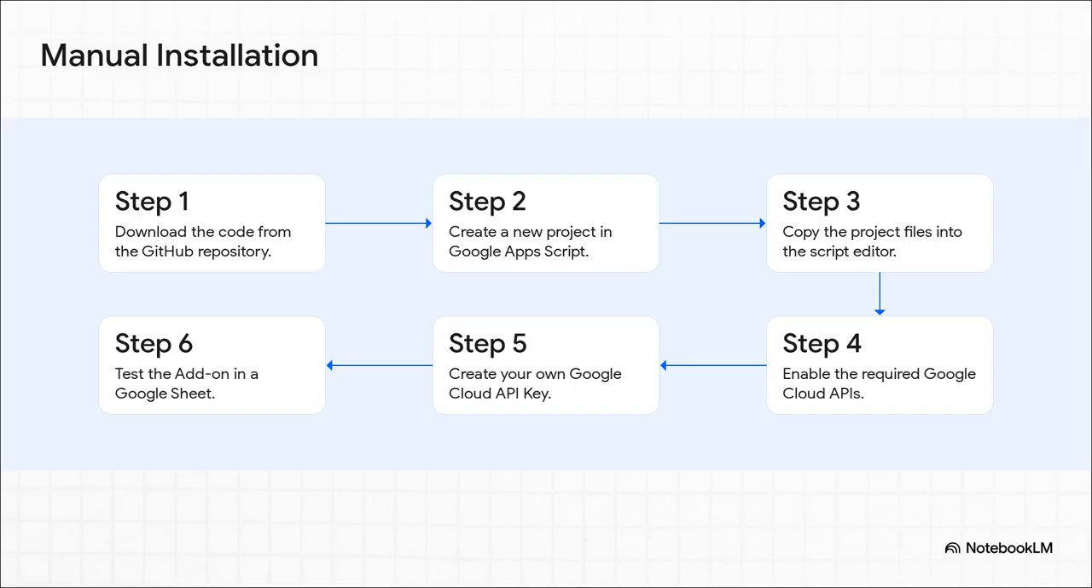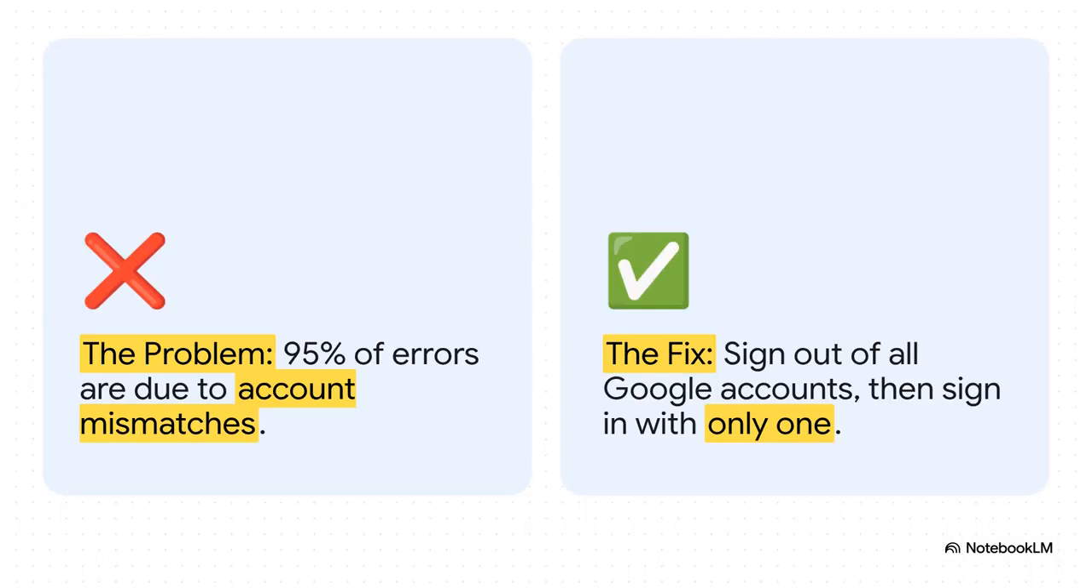It's really straightforward. And hey, here's a pro tip straight from the creators, because they know the biggest roadblock you might hit. They found that something like 95% of permission errors happen because of a super simple account mismatch in Chrome. The fix? It's easy. Just sign out of all your Google accounts, sign back in with only the one you need for the audit, and you should be good to go.